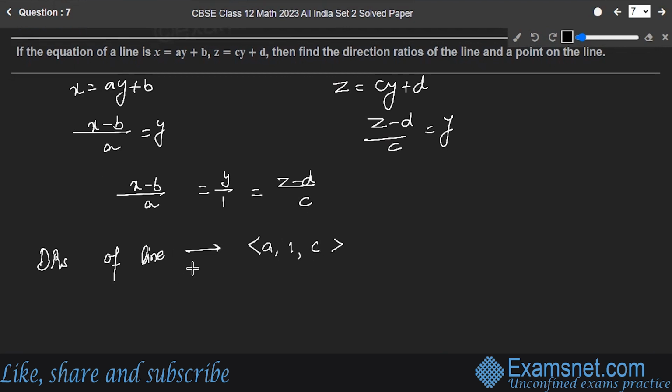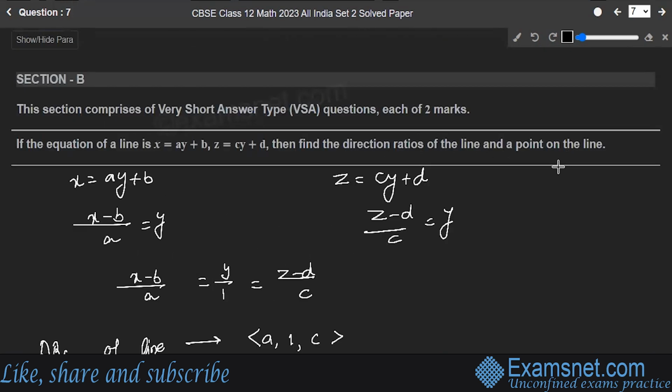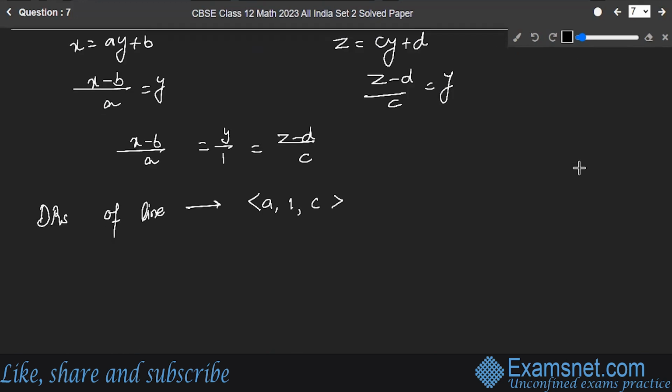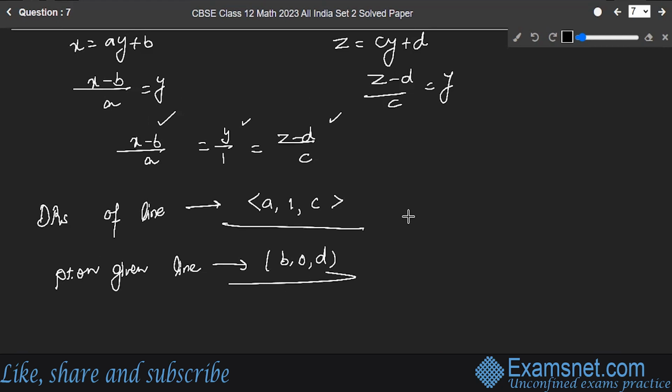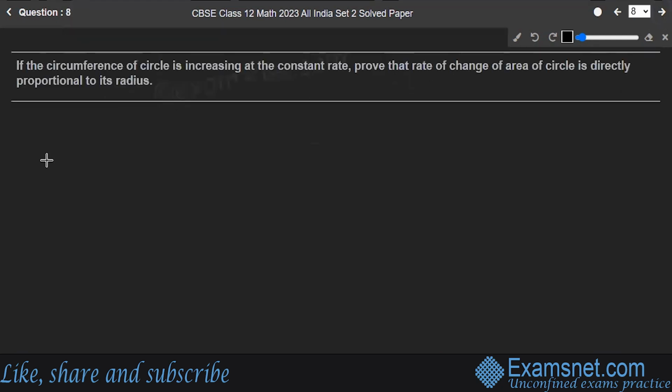And a point on the given line, which you have to find out, will be b, 0, and d. So these are the two answers to the question. Hope you understood that. Next is question number 8.